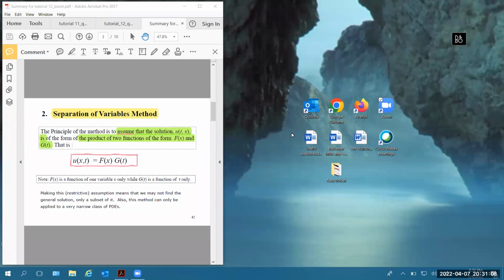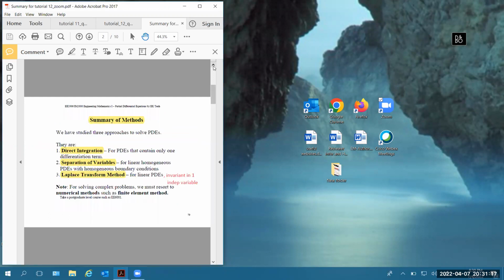So today, let's continue with tutorial 11. First of all, let's take a look at the summary. It's about tutorial 11. Today, we are going to solve some partial differential equations. The first method that we are going to do is the direct integration method. This kind of method is suitable for PDEs that contain only one differentiation term. So our PDE can only have one differentiation term.